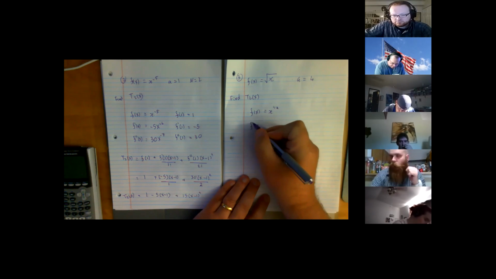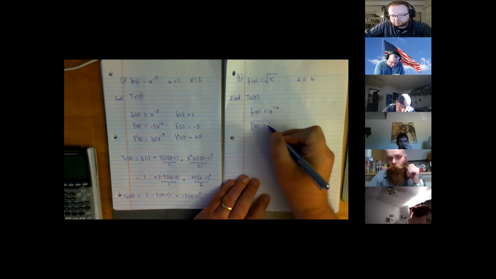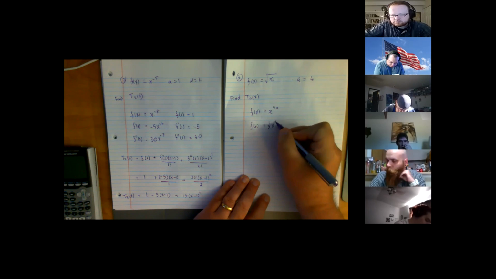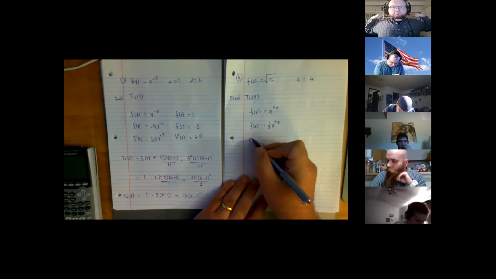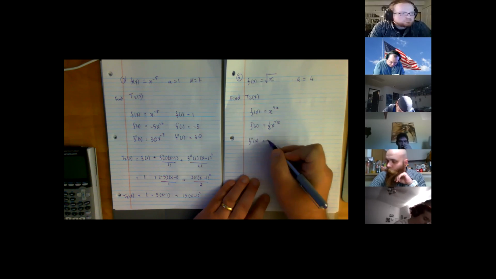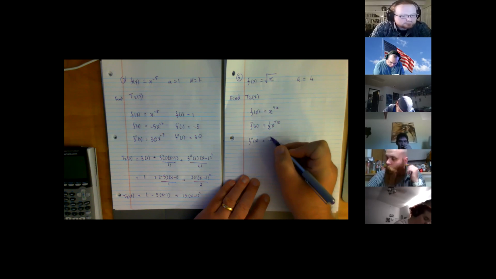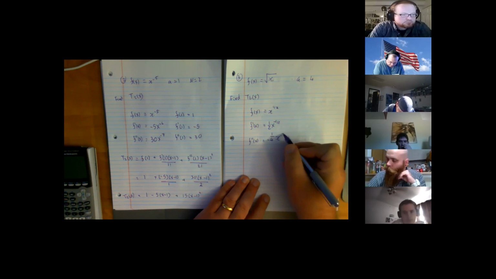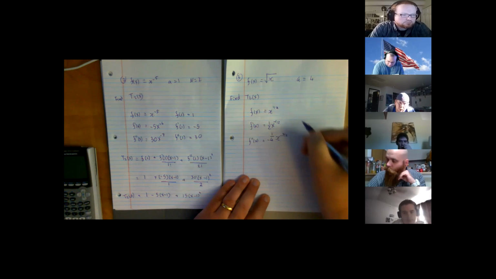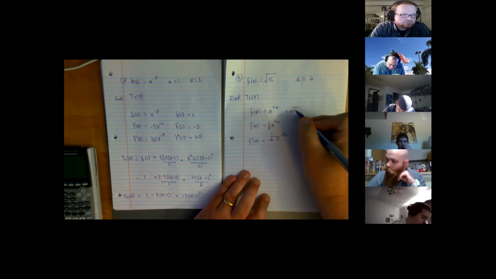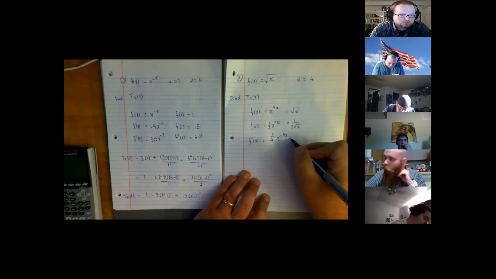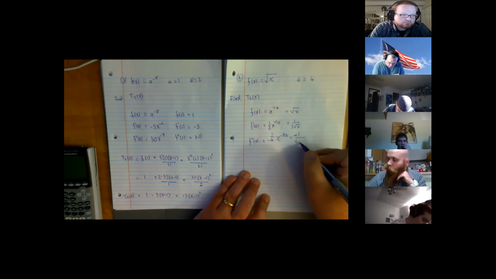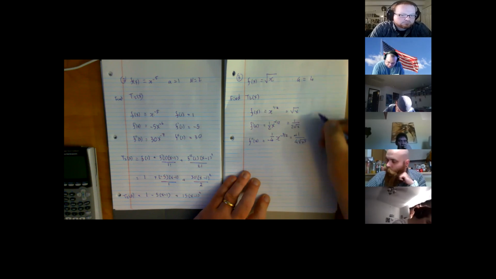Now I need to find its first derivative, multiply by the power, reduce it by 1. I need to find the second derivative, multiply by the power, reduce it by 1. This guy is the square root of x. This guy is 1 over 2 root of x. This guy is -1/4 of the square root of x cubed.